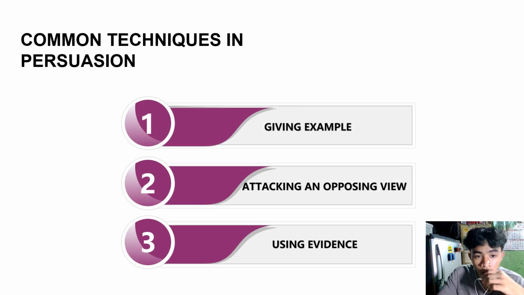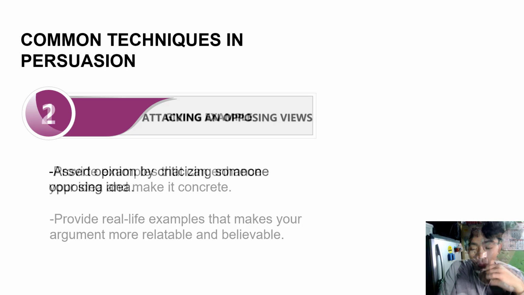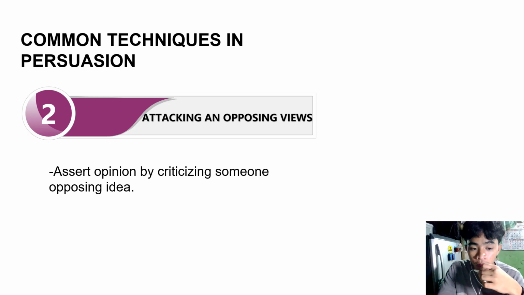So these are the common techniques in persuasion. First, giving examples. Second, attacking an opposing view. Third, using evidence. So the first is giving examples. So provide examples that can enhance your idea and make it concrete. Provide real life examples that make your argument more relatable and believable. So the next is attacking an opposing view. So assert your opinion by criticizing someone's opposing idea. In other words, you criticize their idea or opinion, something like that.